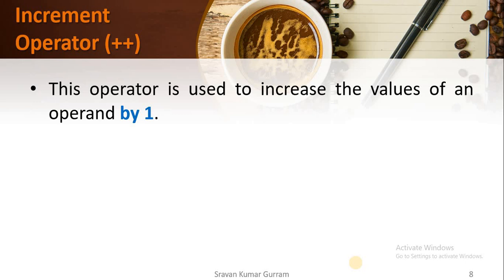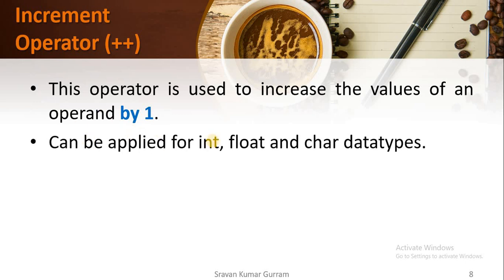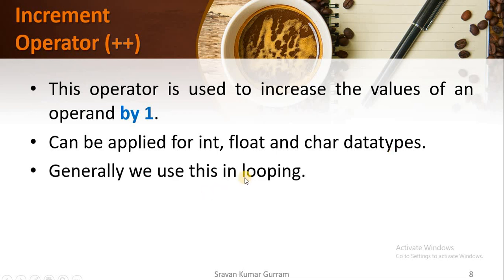Coming to the increment and decrement operators, these are also unary operators. When we use increment operators, if you want to increase any operand value by 1, in such cases you can use the increment operator. We can apply these increment operators for integer, float and character data types. Generally, we use this increment operator in the looping concept. We will discuss the looping concept in coming videos.